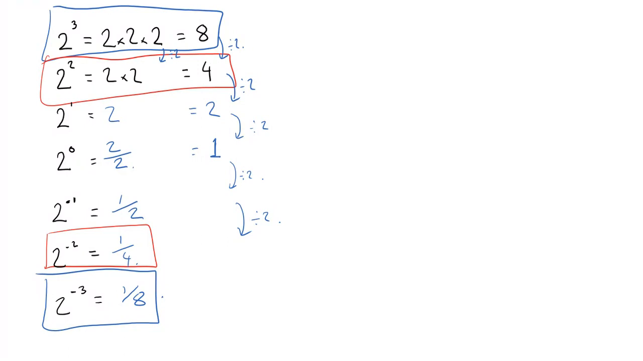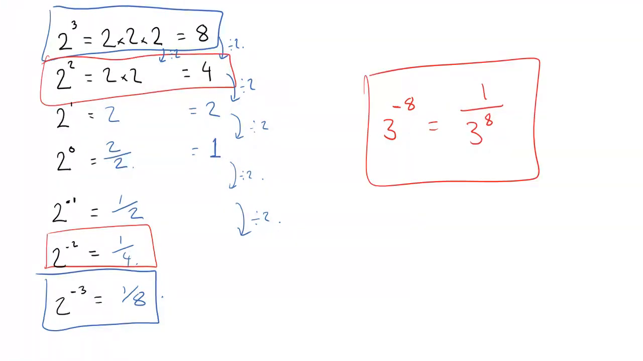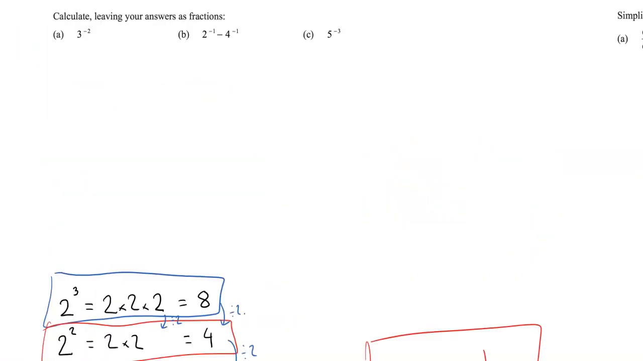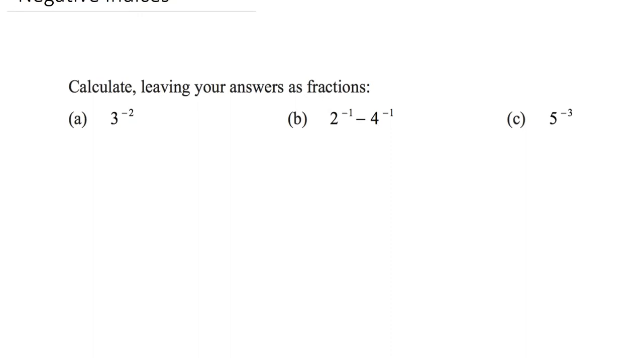So the relationship between the negative exponent and the regular positive exponent is that one is fractional and the other one isn't. So if I had, for example, 3 to the power of minus 8, I've no idea what that is, but I do know it's going to be the same thing as 1 over 3 to the power of 8. And that is the trick to remember when we're looking at negative exponents. So let's have a quick look at some examples.